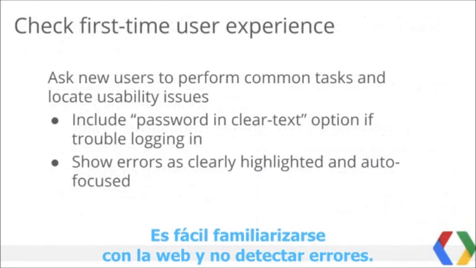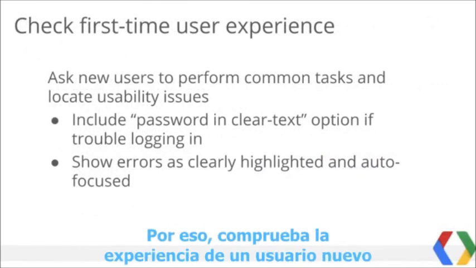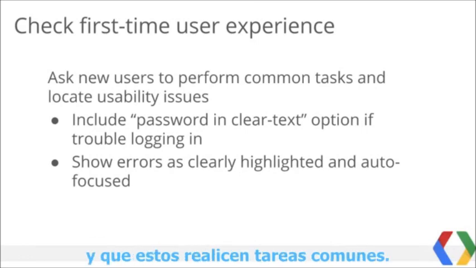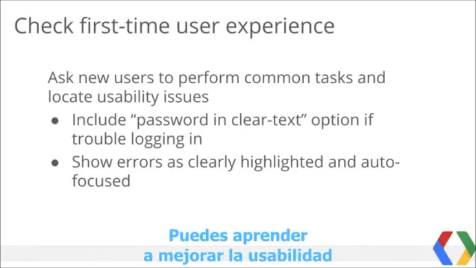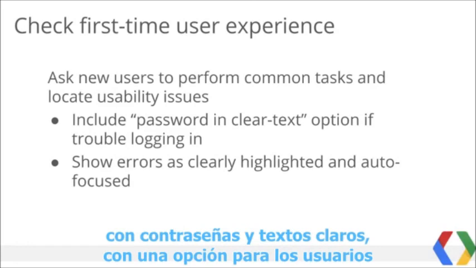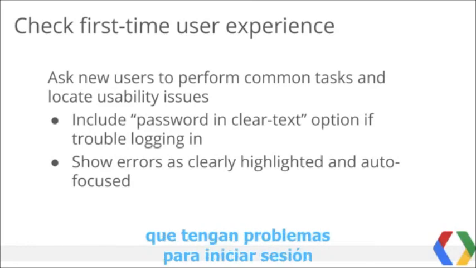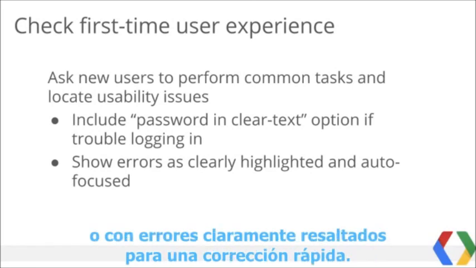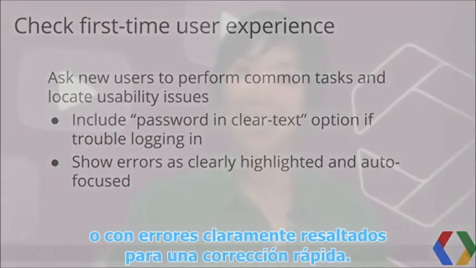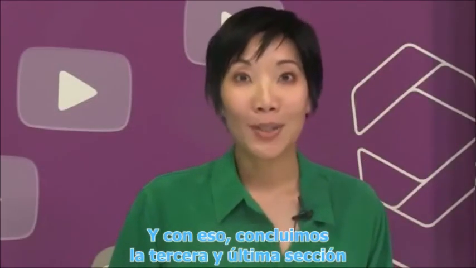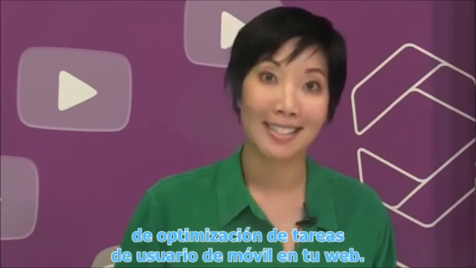It's easy to become over-familiar with your site, so definitely check the first-time user experience and have new users perform common tasks. You may learn to improve usability with things like password in clear text, option for users having trouble logging in, as well as errors that are clearly highlighted and auto-focused for faster correction. And with that, we've concluded the third and final section for optimizing the top mobile tasks on your site.